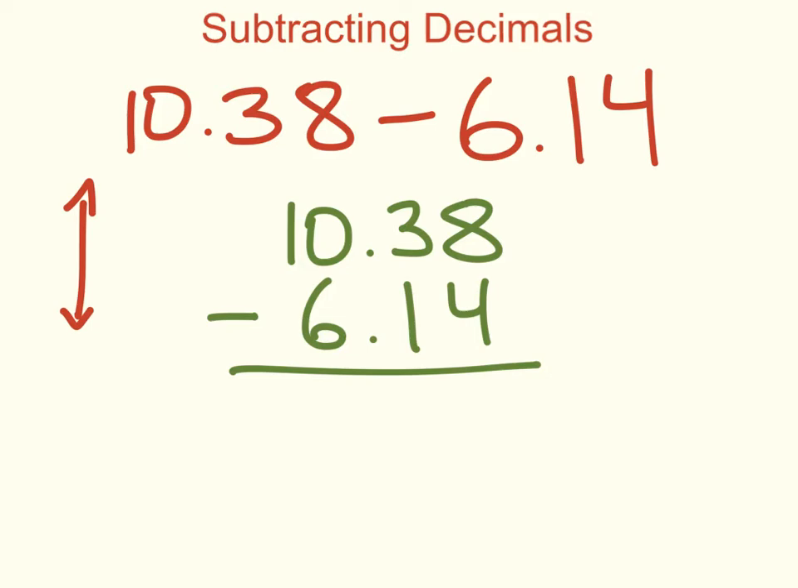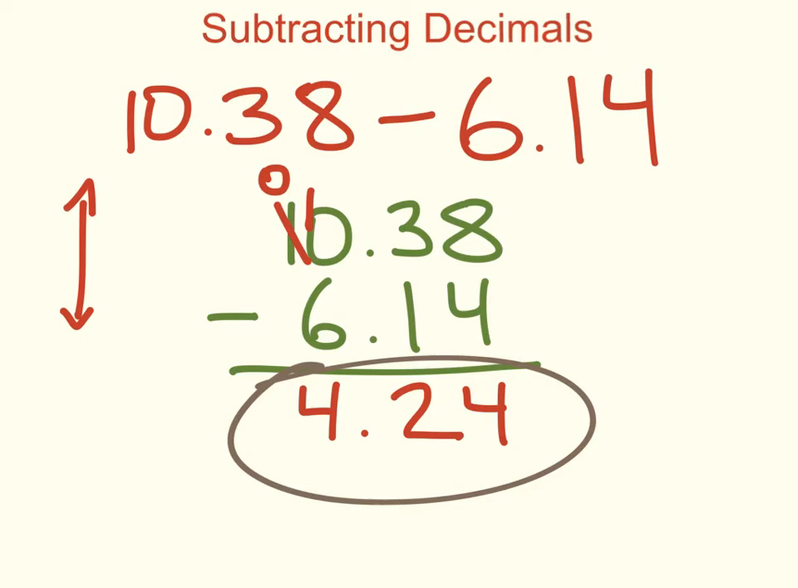8 minus 4 is 4. 3 minus 1 is 2. Drop my decimal down. 0 minus 6 I cannot do, so I'm going to borrow. 10 minus 6 is 4. And that's it. There's my answer. Excellent.